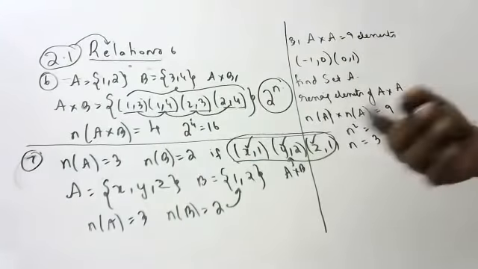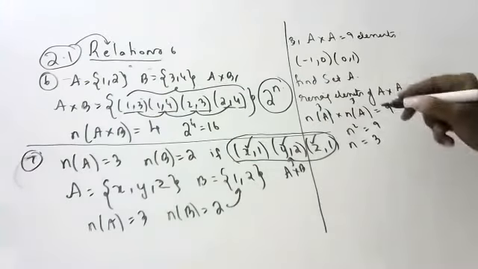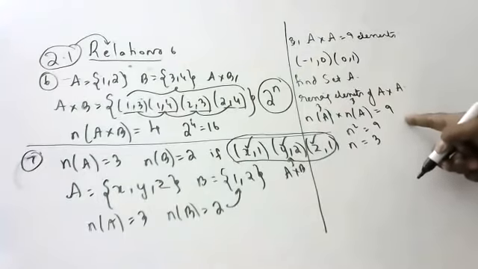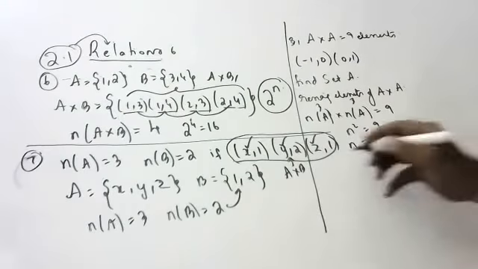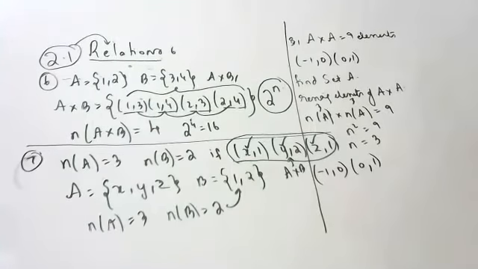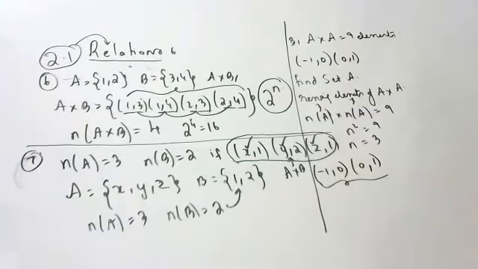Are you able to understand, children? Yes, sir. Here 3 should be there, and here 3 should be there, then only 9 is possible. So the ordered pairs he already gave, minus 1 comma 0 and 0 comma 1, are two of the 9 elements, any two of the 9 elements.